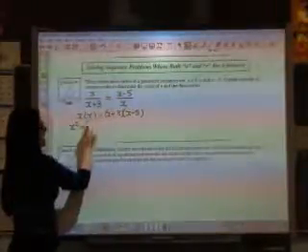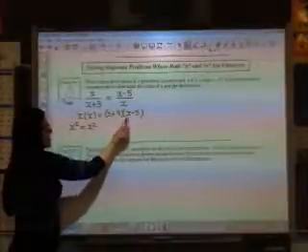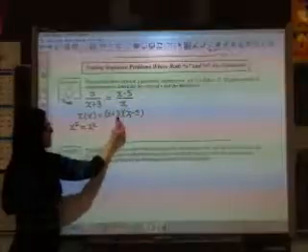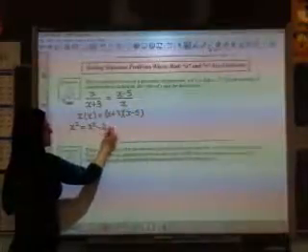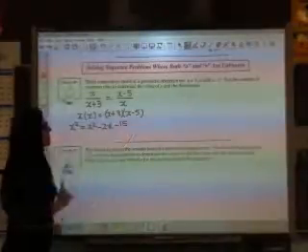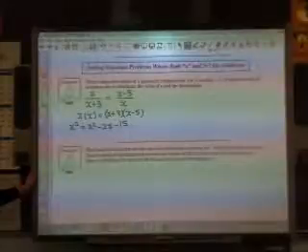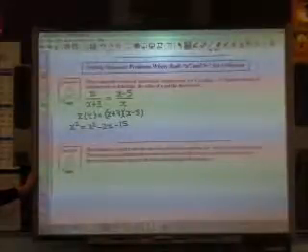So x times x gives me my x squared. My outside and my inside terms are going to collect. Negative 5x and positive 3x, I'll get negative 2x minus 15. So the next step would be to do what?